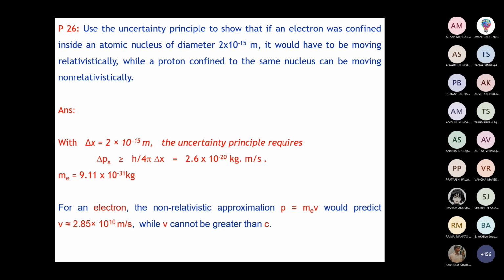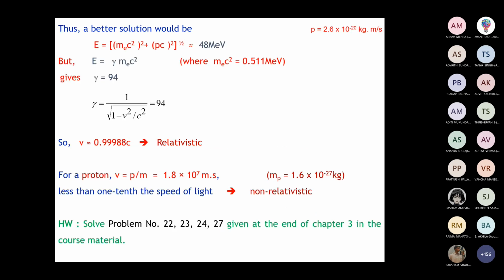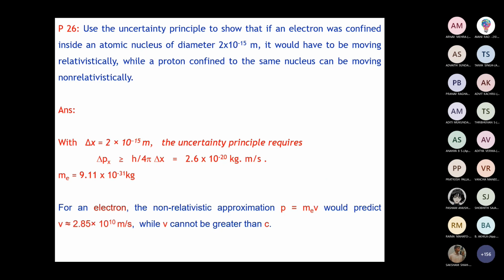So what will be the correct equation? Can anyone tell me what to use? What should we do now? Hello? Anyone? Am I audible to you? Please let me know. Yes, sir, you're audible. So just let me know what shall we do from here. If you use this non-relativistic equation, you will get a speed greater than the speed of light. So v can't be greater than c.